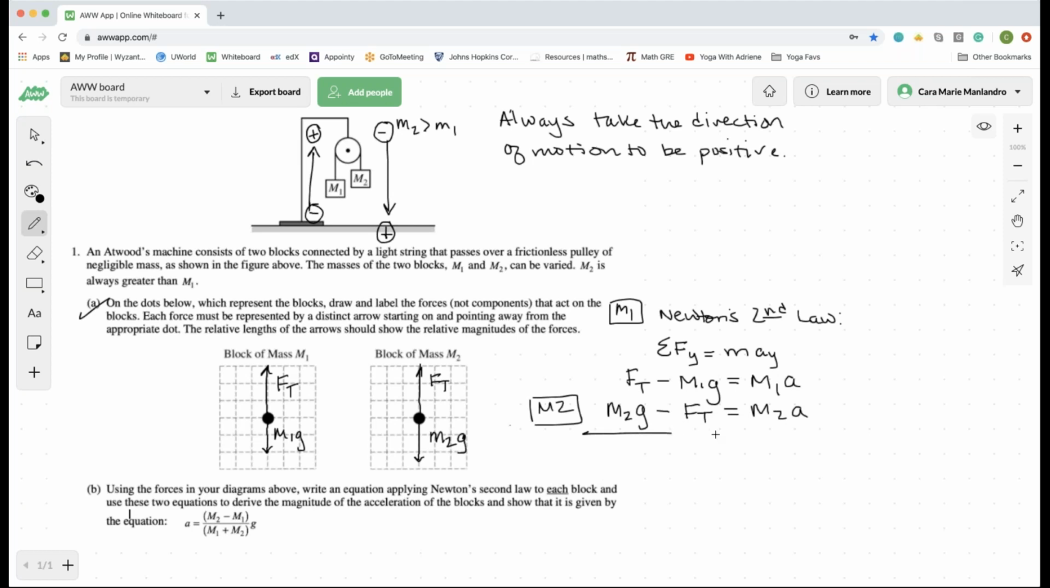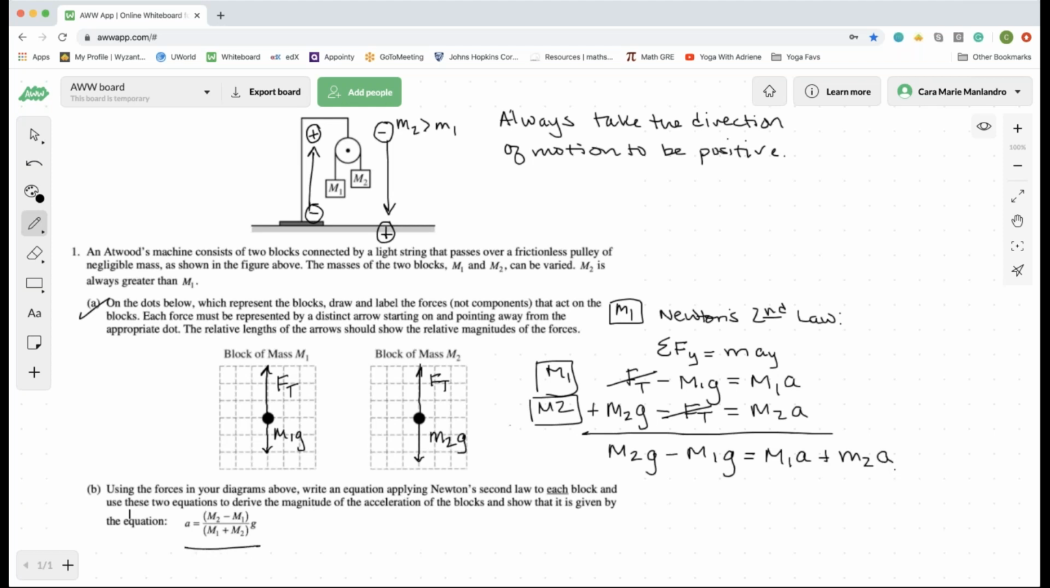Now that I have the 2 equations, because of the way we set up the problem, it's really easy for us to just add the 2 equations together, and when we do that, the tension vectors drop out. One's positive, one's negative, so they go away. Then I'm left with M2G minus M1G is equal to M1A plus M2A.